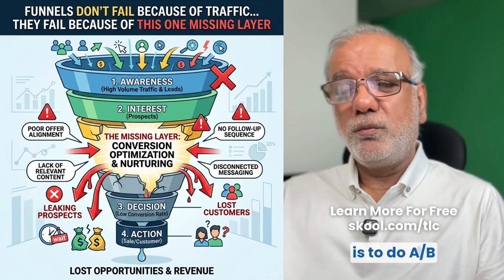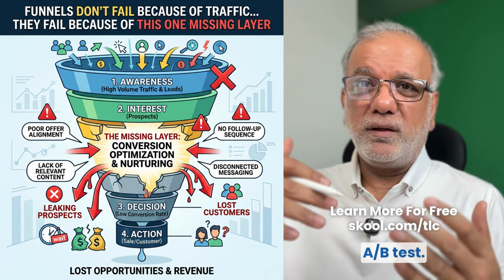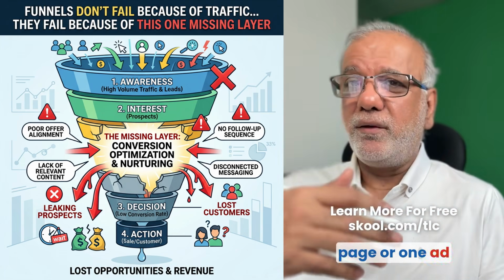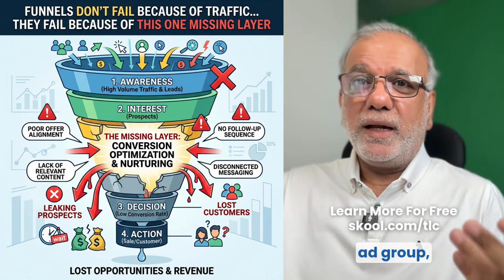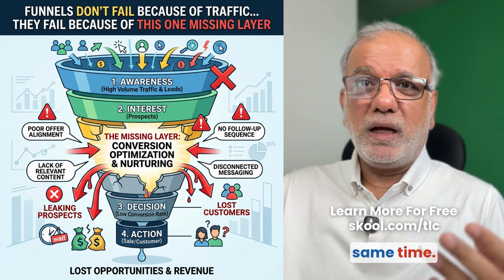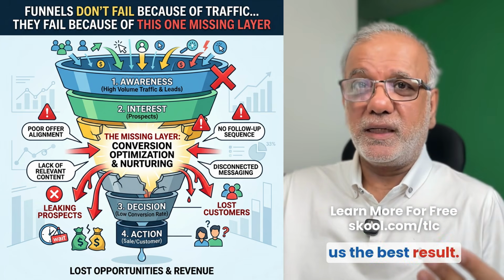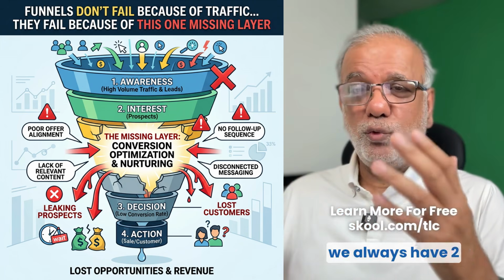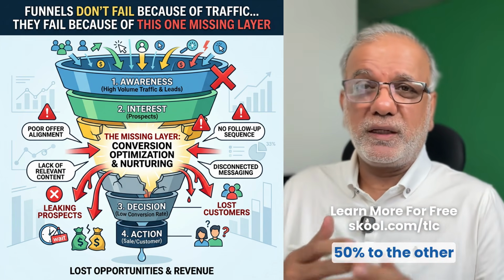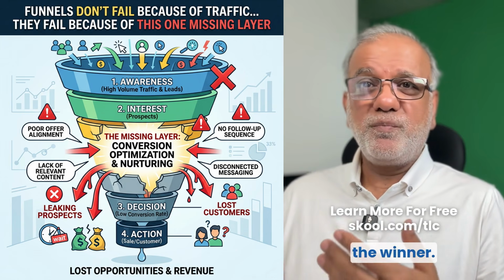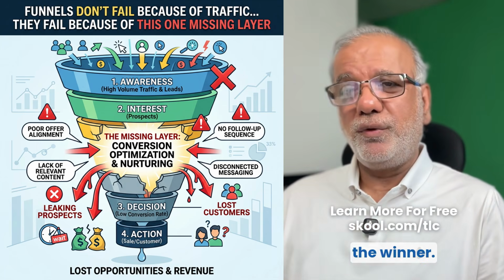And the last thing is to do A/B testing. That is critical because if you want to keep on improving, you need to A/B test. Don't just have one page or one ad running all the time. So in our Google Ads account, in a certain ad group, we may be having 3 ads running at the same time. For video ads, we test 5 creatives at the same time to see which one gets us the best result. For landing pages, we always have 2 pages running side by side. So 50% of traffic goes to one, 50% to the other one. See which one is the winner. We stop the loser and bring in a new challenger to the winner.